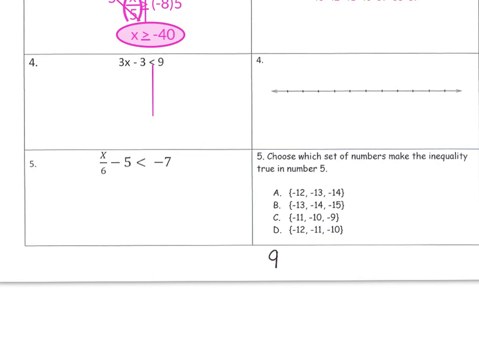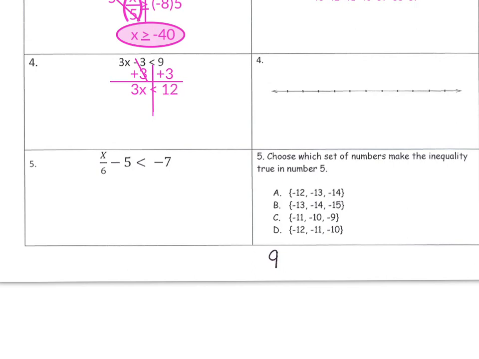So what's happening to the x here? It's being multiplied by 3, and then we have a subtracting 3. So to get x by itself, do the opposite in the opposite order. So instead of having that minus 3, I'm going to add 3 to both sides. And then the -3 and +3 will cancel. That means it's 0. So on the left side, I'm left with the 3x. And then on the right side, 9 plus 3 is 12.